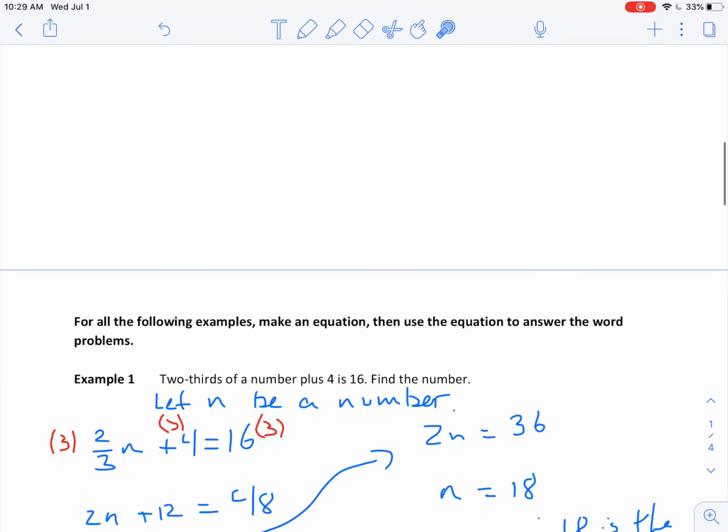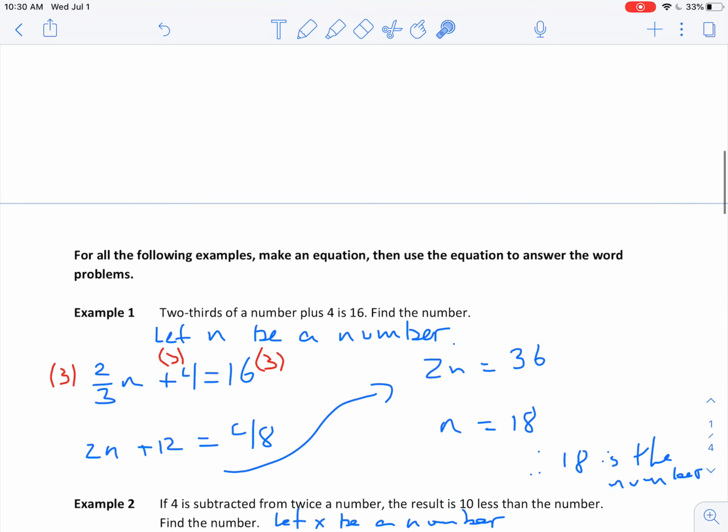So for all the following examples, we're going to make an equation and then use the equation to answer the word problems. So first example, 2/3 of a number plus 4 is 16. We need to find that number. So we're going to set our variables, let n be a number. So our variable we're going to use is n. 2/3 of a number, right? That's the same as saying 2/3 times a number, plus 4 is 16. So it equals 16. I'm adding 4 to it, and then 2/3 of that number.